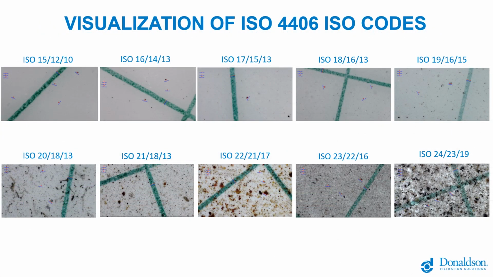To give a visual representation of what that looks like and the cleanliness targets fluids need to be at, here's a range of contamination from clean enough for very high pressure applications in ISO 15/12/10 or 16/14/13. Many hydraulic systems are specified to be maintained in that range. You can see there are very few particles visible under the microscope there.